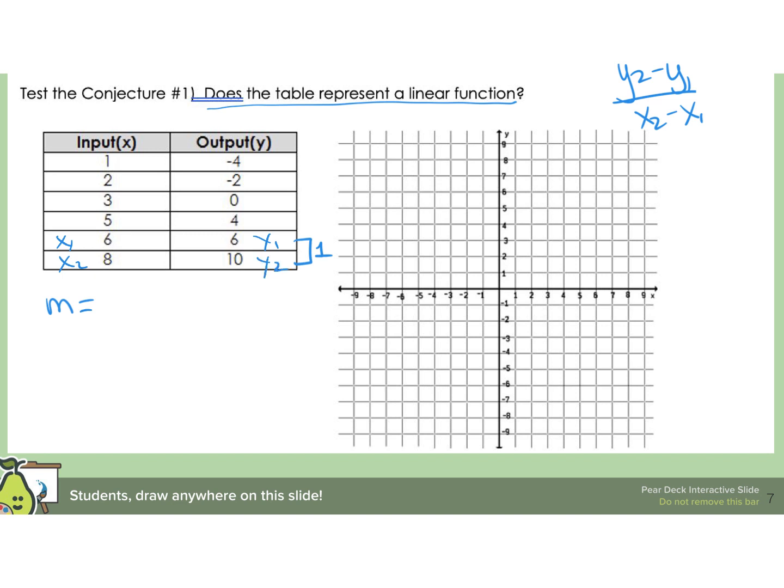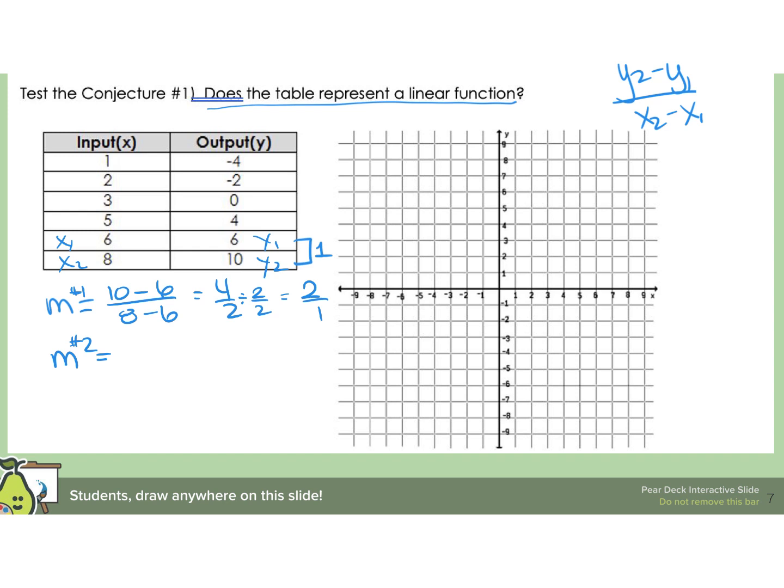So my y2 is 10, my y1 is 6, my x2 is 8, my x1 is also 6, so I'm getting 4 over 2, but I can reduce that because 2 goes into both of those. So my first slope is 2 over 1. Going to do it again. Oh, I should put number 1, number 2.